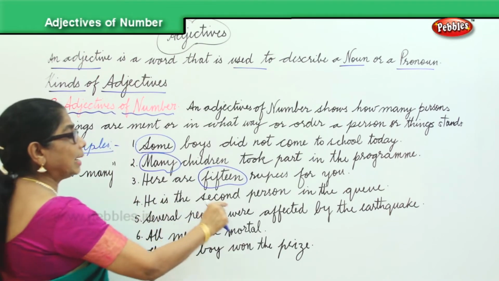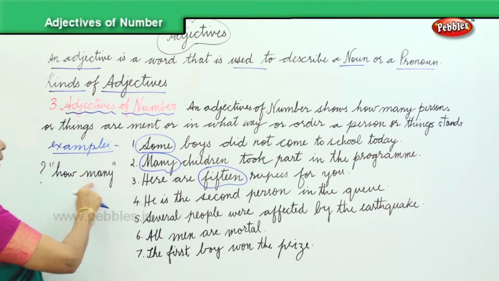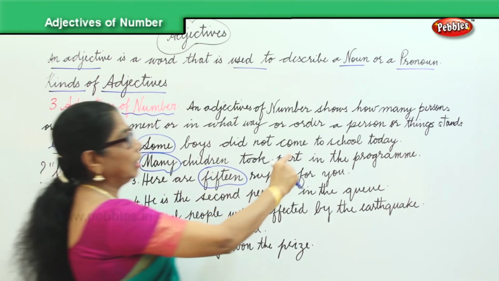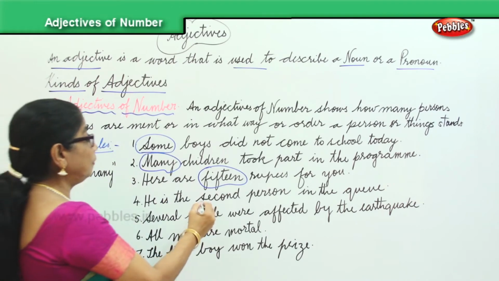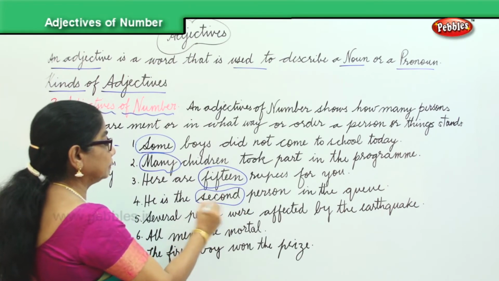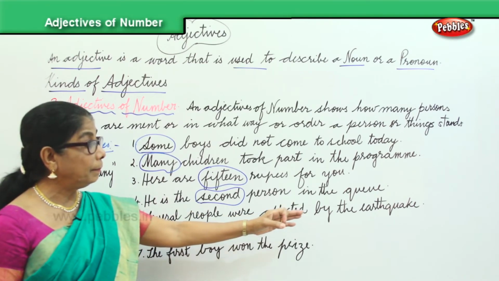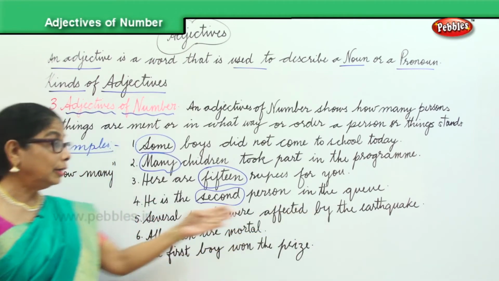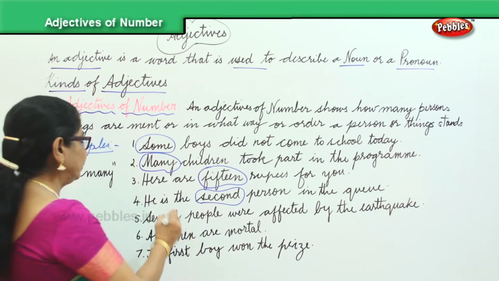He is the second person in the queue. We are talking about order. What order? Second, not first, second person. Several people were affected by the earthquake. How many people? Several. We have no count.